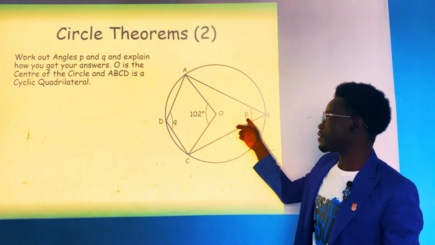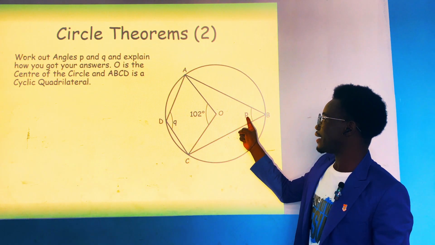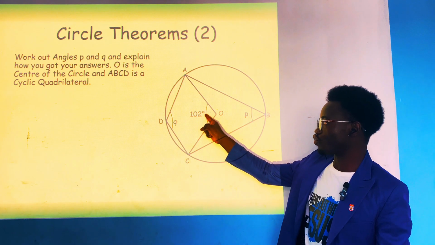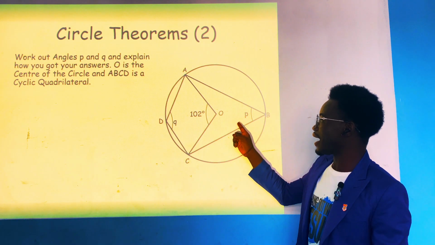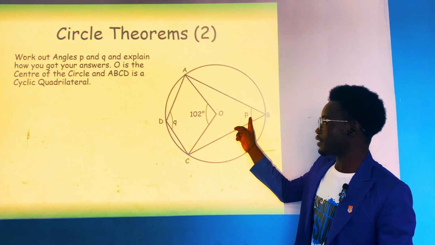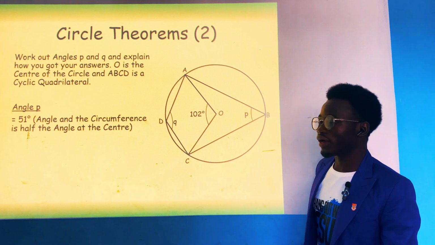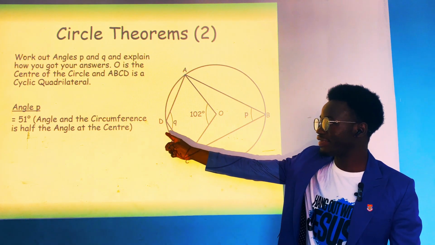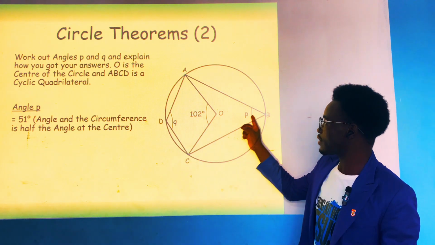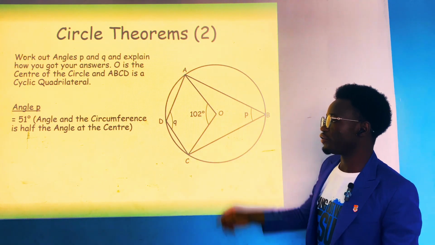So here I can find P because there's a reason that states that this angle here is half of the angle here. It means this is twice the angle here. So now that I know this angle, I can find this angle. P will be equal to 51 degrees because the angle at the circumference is half the angle at the center. This angle is half of it, so divide it by 2 and get P.